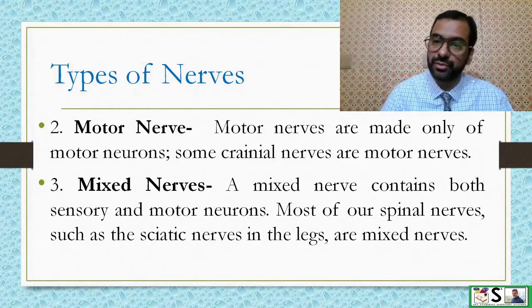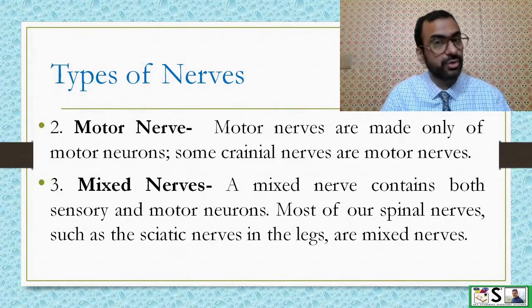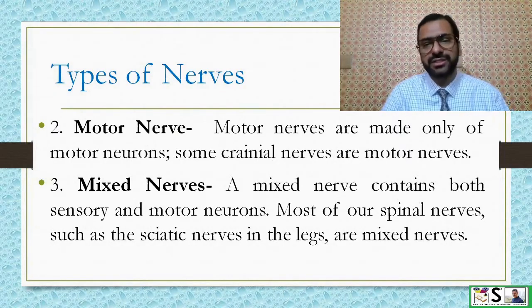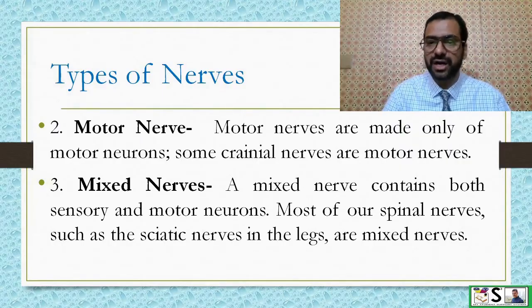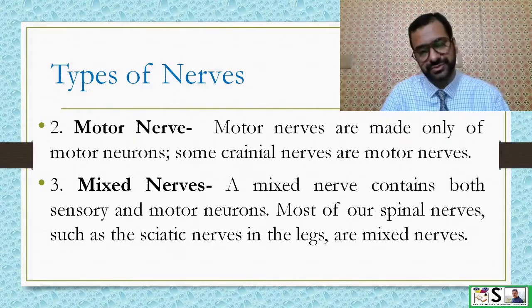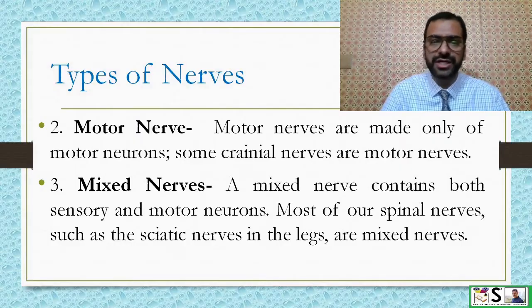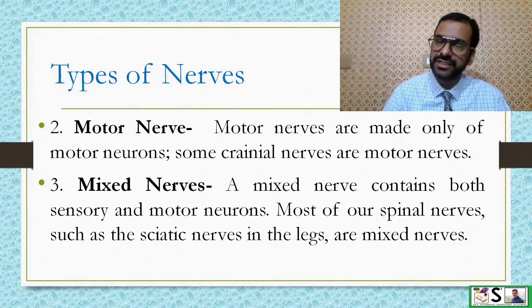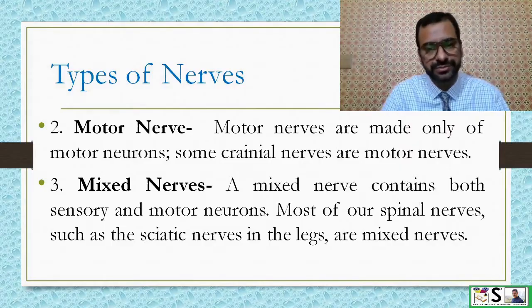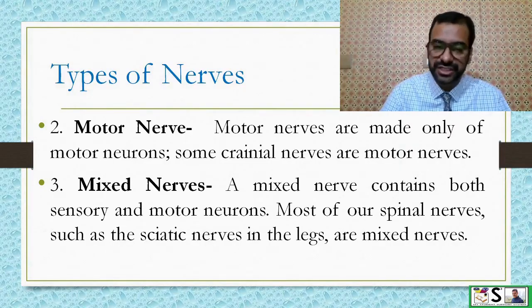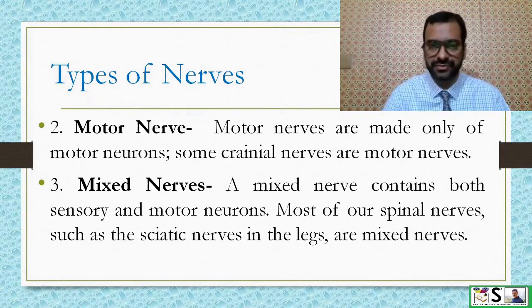Motor nerve. Motor nerves are made up of only motor neurons. Some cranial nerves are motor nerves. Now mixed nerves. A mixed nerve contains both sensory and motor neurons. Most of our spinal nerves, such as the sciatic nerve in the leg, are mixed nerves.